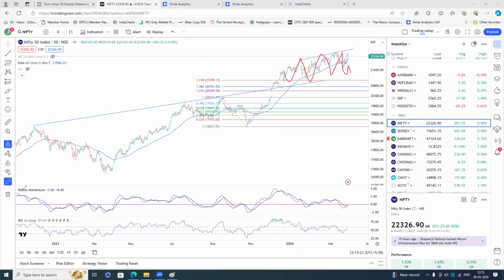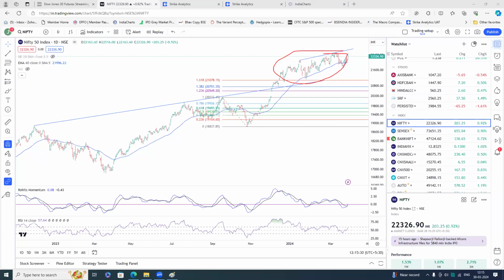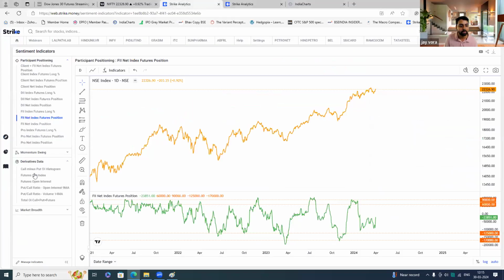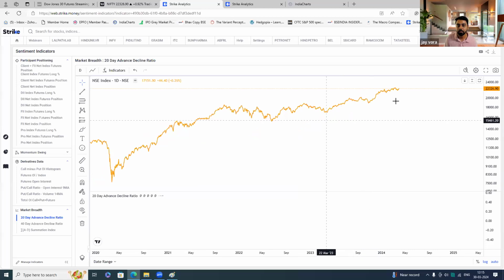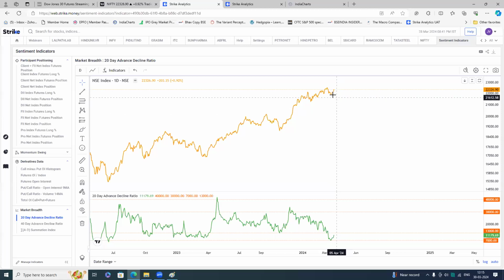Okay. And if you see in that process, specifically in this part, when you look at Nifty now, you will be very deceived. But when you look at the market breadth, this has been consistently declining. Okay, and it was only around this point.